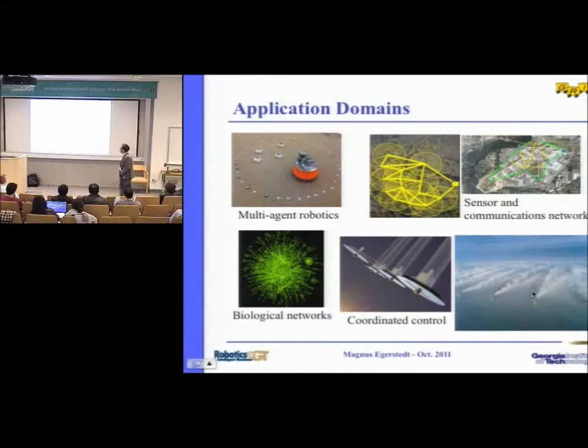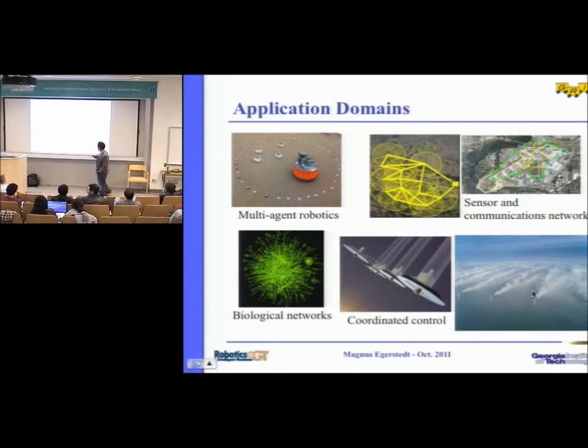So, sensing and communication networks, even biological networks. But the main point is what I want to do is I want to control, using local rules, some geometric shapes. And in robotics, we typically think about formation control. So how do you get into a certain type of formation? How do you get into a certain type of geometrically defined shape?